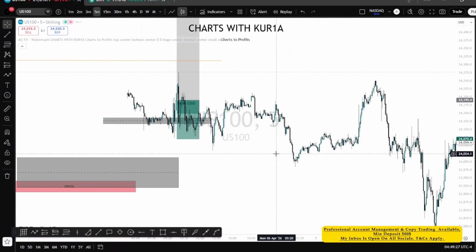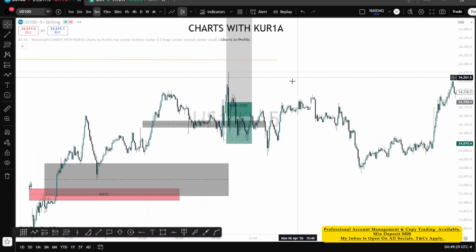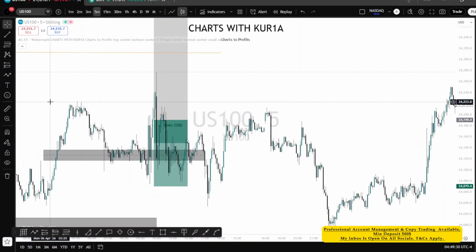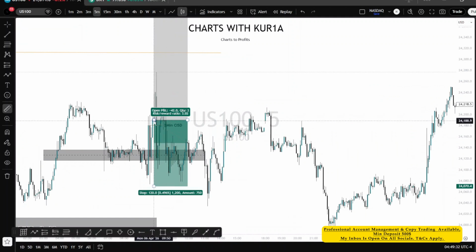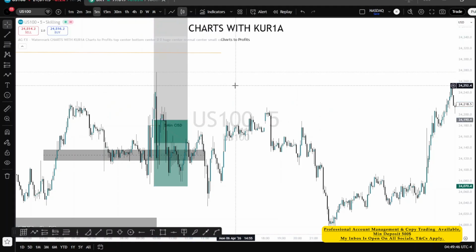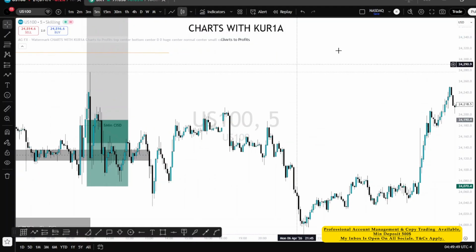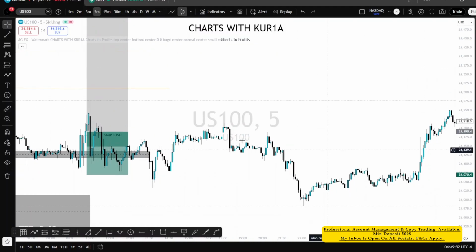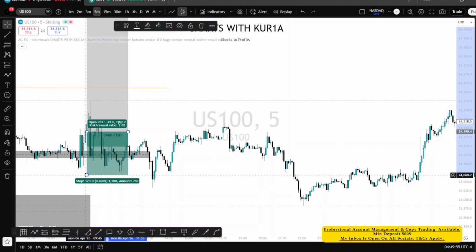It's all good. From my entry, we were able to displace a very good move at the beginning, around 86 handles, before price started reversing and it consolidated just below my entry level.